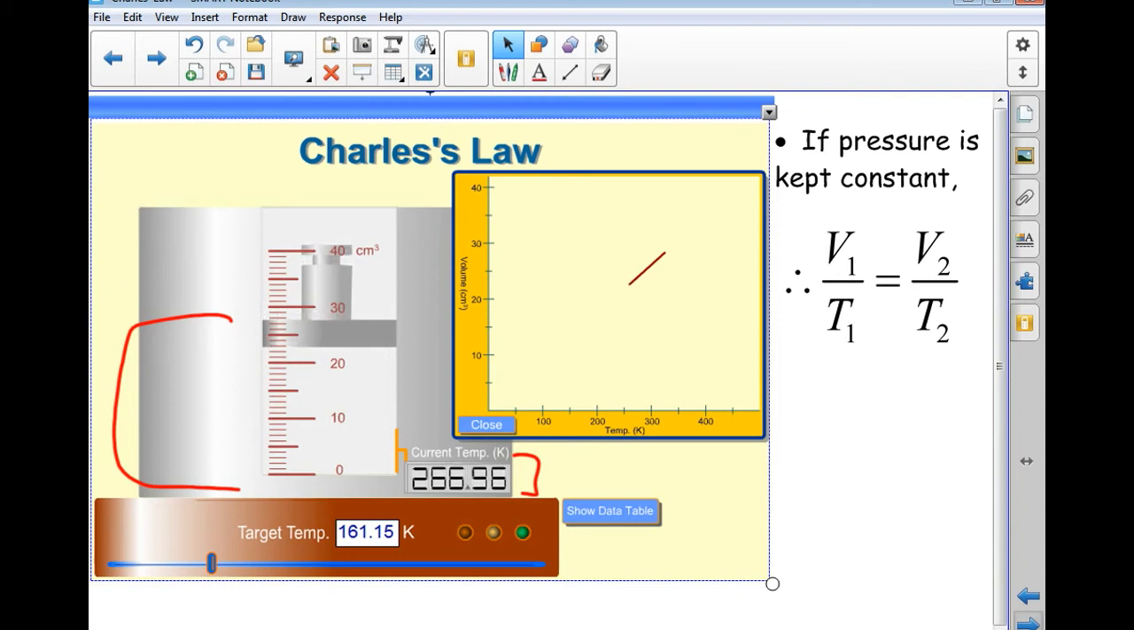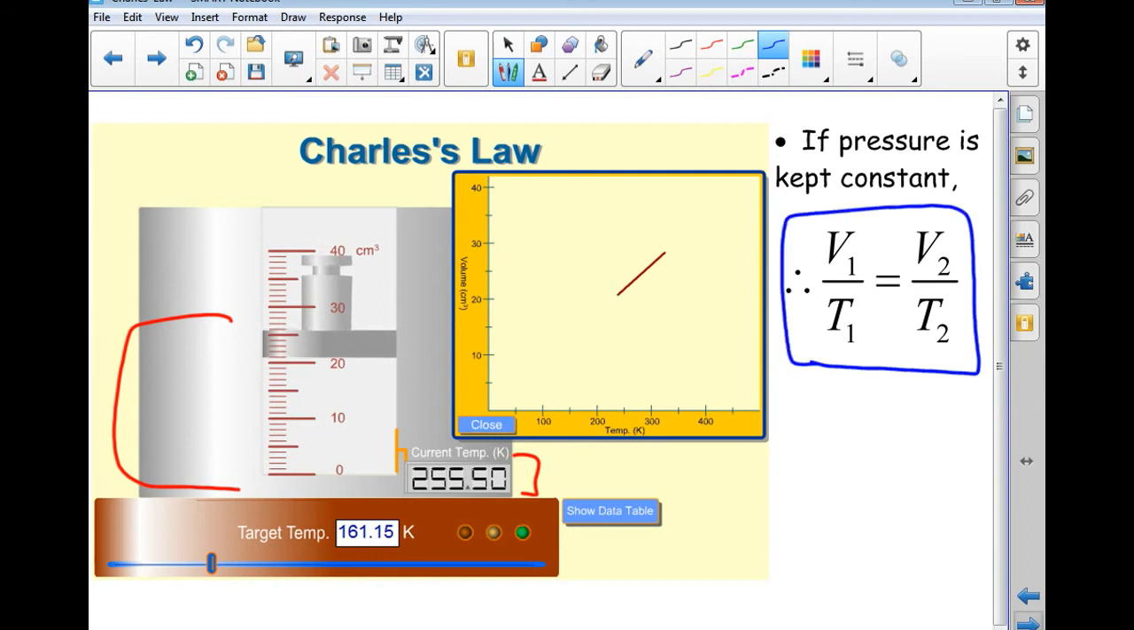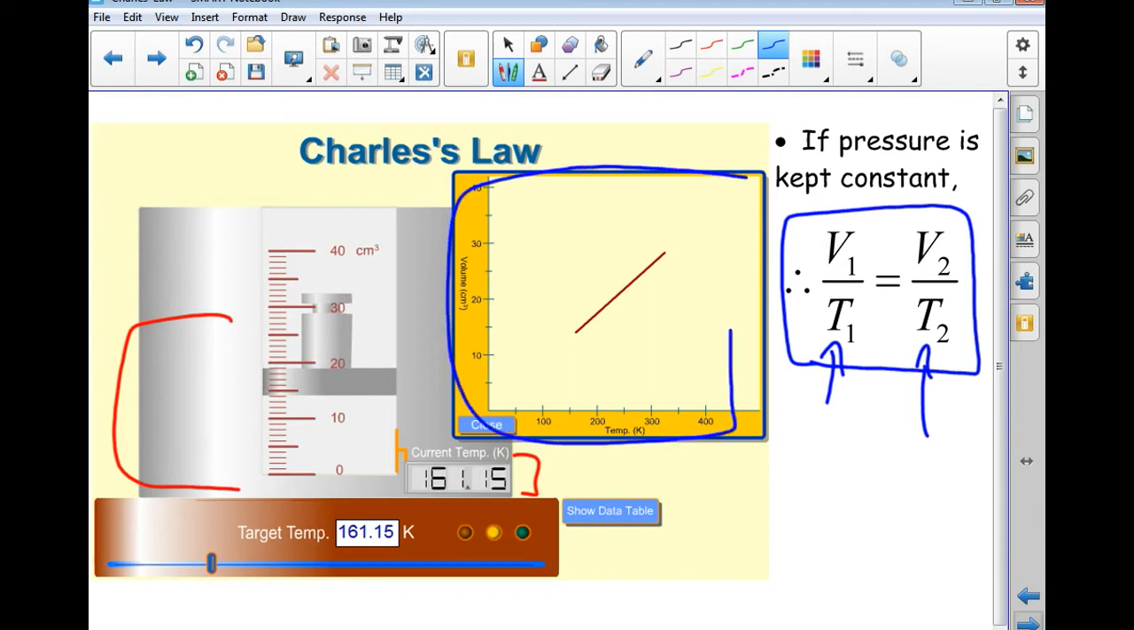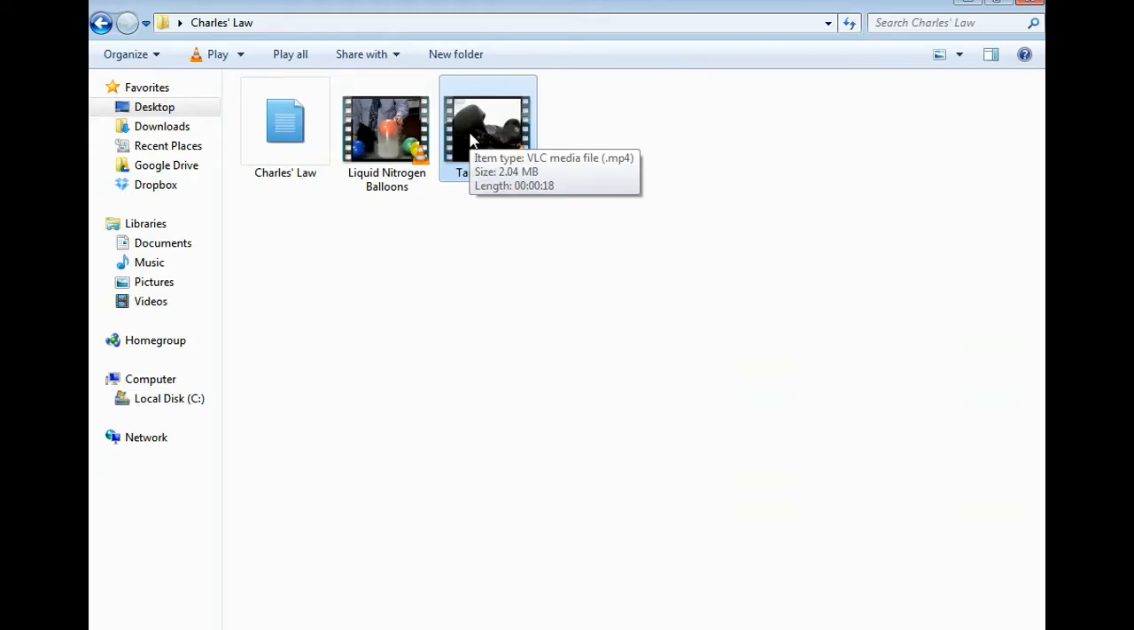This is true with our formula we have over here. If we're looking at two different circumstances for our gas, the initial volume over the initial temperature is equal to the final volume over the final temperature. And as we can see from this graph that's animating right here as we speak, it's proportional. It's predictable.